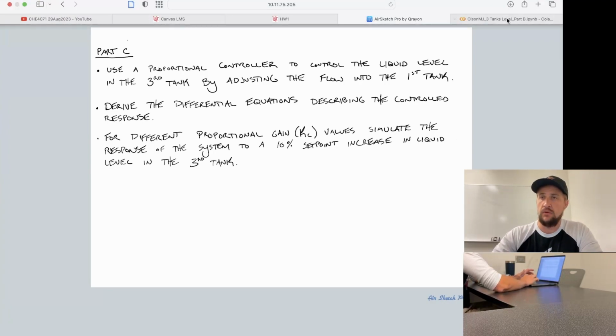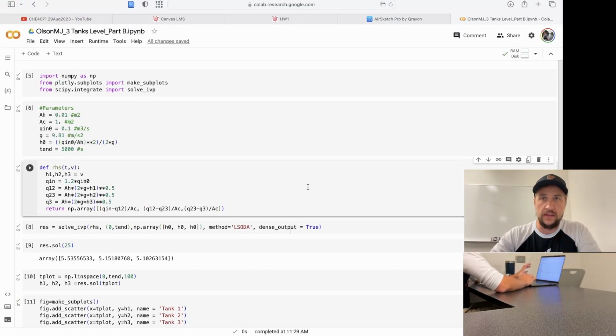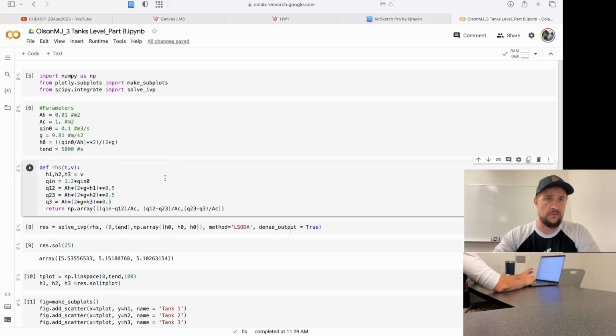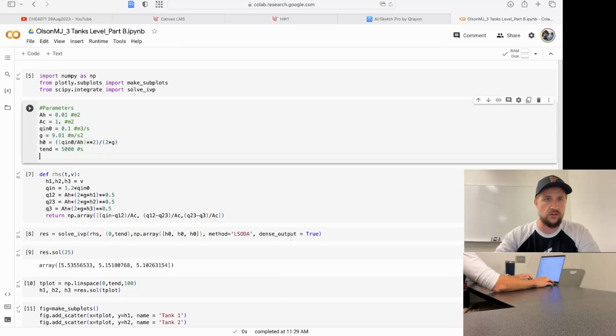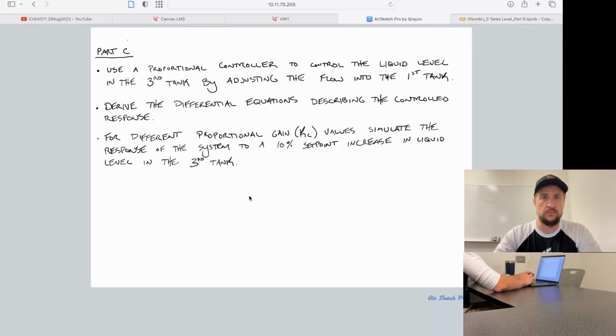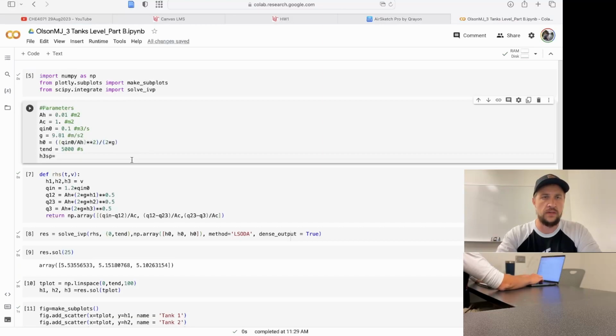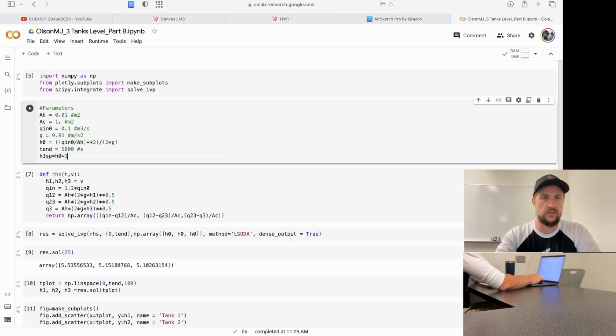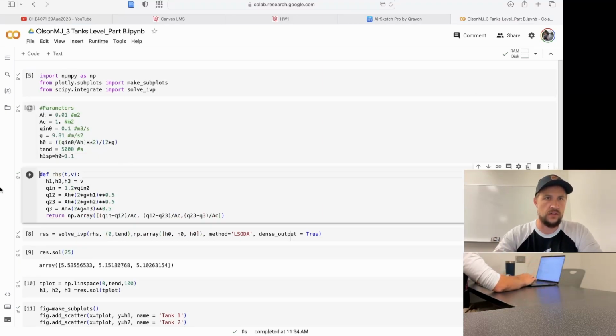All right, so what we're going to do then is pull up our 3 tanks from part B of this video, and add our controller gain, our proportional control, to this, and see what the pros and cons are, and simulate the dynamics of using a controller gain. So our parameters are going to be largely the same. We're going to add our set point, and we determined that the set point is going to be a 10% set point increase of the liquid level in the third tank. So that is going to be our H naught, whatever the steady state was in the third tank, with a 10% increase. So let's go ahead and add that to it.